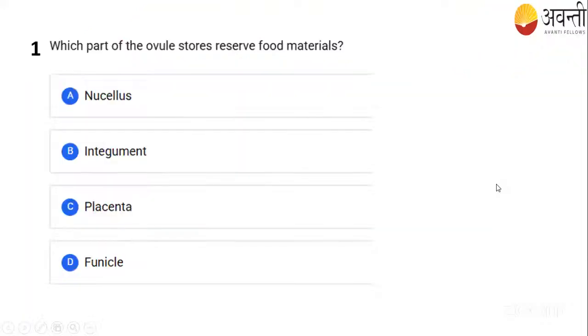Okay, so now let us solve the questions, guys. I want everyone to answer in the poll. Which part of ovule stores reserve food material? Here the question is about the ovule. Now tell me which one is the correct answer. You can answer me in the poll, guys.